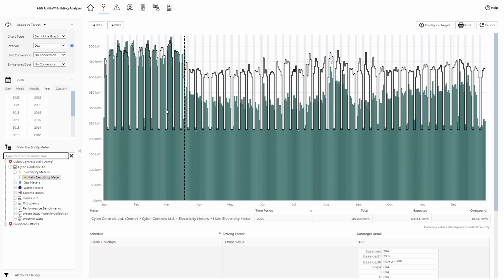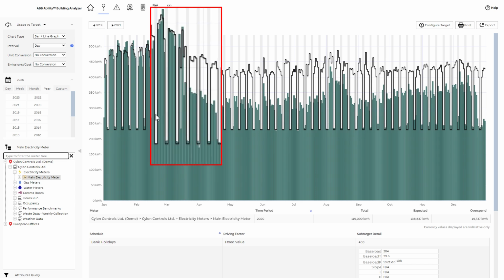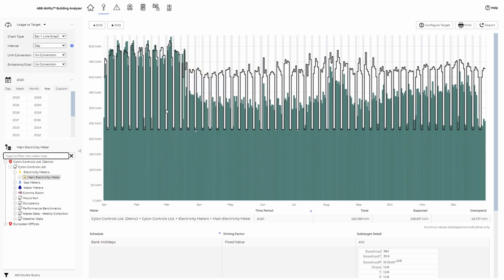After mid-March 2020, with the first lockdown, electrical usage undercut the target significantly because of the lower occupancy brought about by most people working from home. We can see the difference between real usage and the target line, and we can see the overall savings in the summary table here. But there are more optimal ways to represent the energy savings.